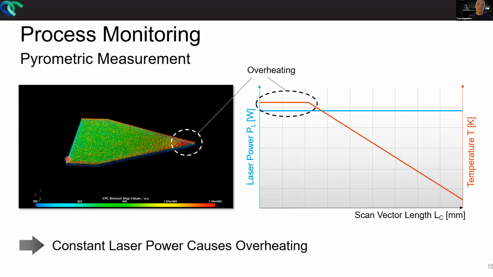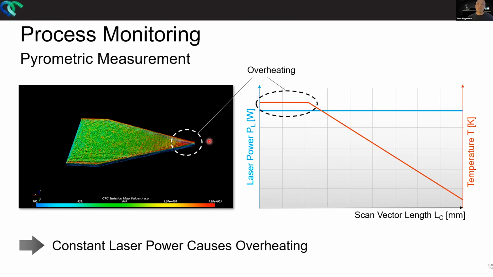So the first scan is done here. It's a little bit colder, a little bit bluer, and you see the shorter the scan vectors, the hotter it gets. And that's state of the art, that's standard. So that's bad news, because the heat history of your part will change, and that has an influence on your microstructure, but also on your geometric accuracy, since your melt pool will be larger, right?